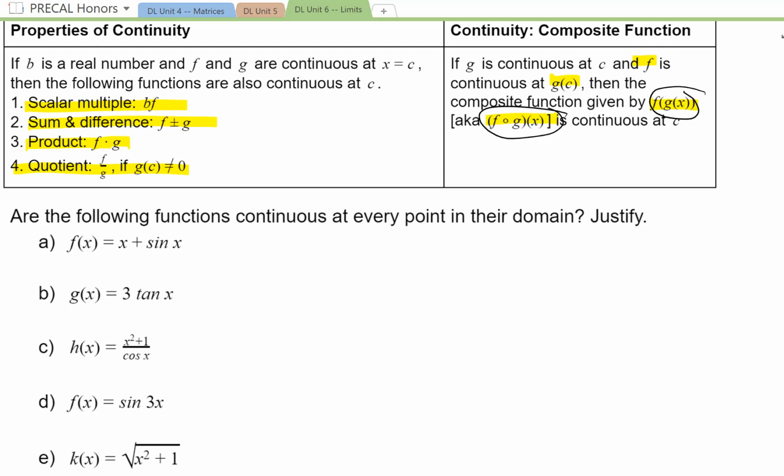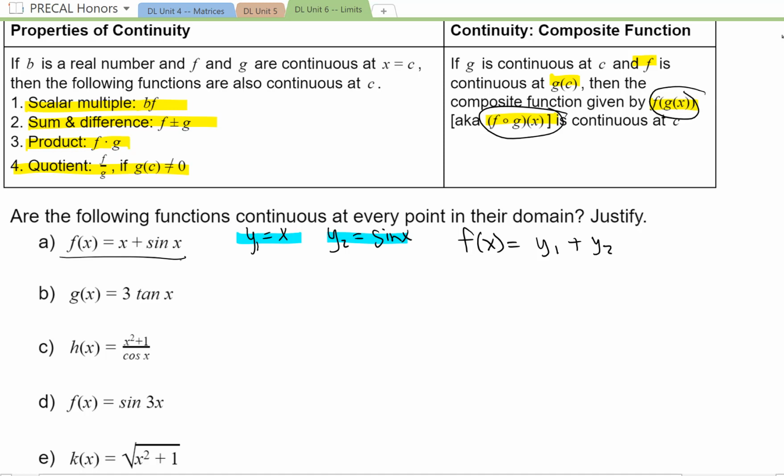This is the sum of the function y1 equals x, and the function y2 equals sine x, and then f of x is a sum of those functions, y1 plus y2. This is a linear function, so it's continuous at every point. Sine is also continuous at every point. So, is this function continuous at every point in its domain? Yes.